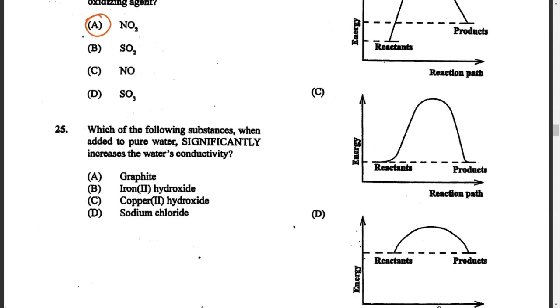25. Which of the following substances, when added to pure water, significantly increases its conductivity? And that is sodium chloride. If you weighed out some sodium chloride and added it to a beaker of water, stirred it, and then put a positive electrode and a negative electrode in there and connected the wire, you would see positive readings from the voltmeter. So the answer is D.